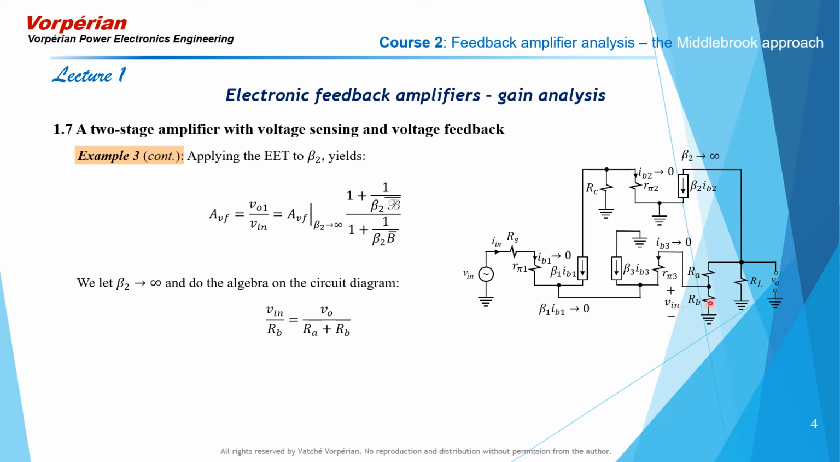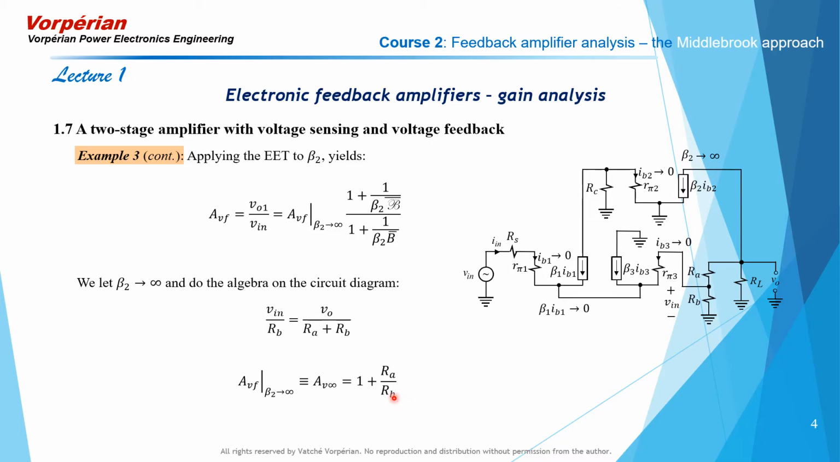When that happens, you realize that V in divided by RB, which is the current through RB, is equal to the current through RA. There's no current here. So V in over RB is the same as V naught, the output voltage, divided by RA plus RB, the whole current here. And from this last one, you determine the ideal closed loop gain V out over V in as 1 plus RA over RB.